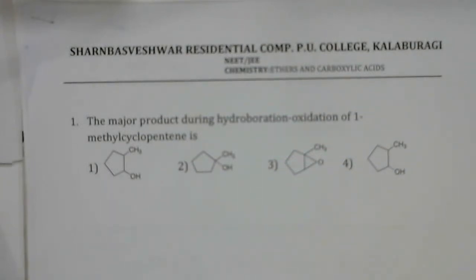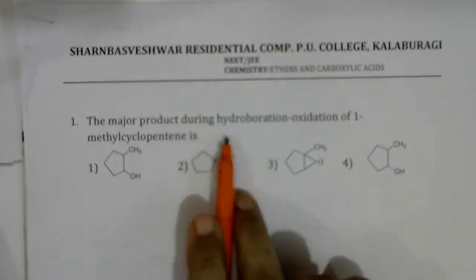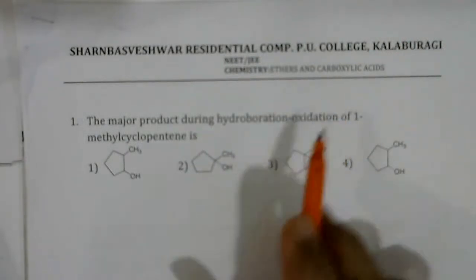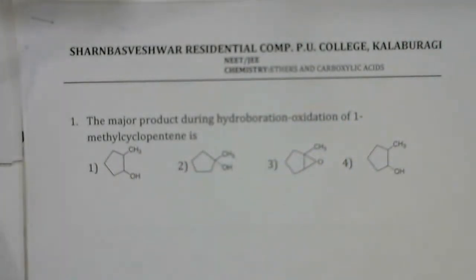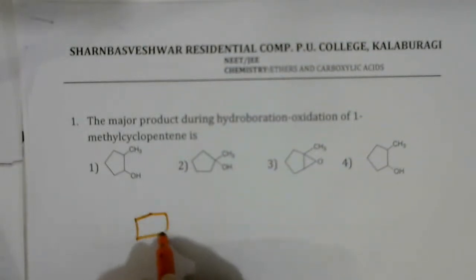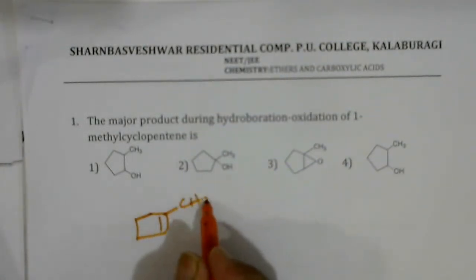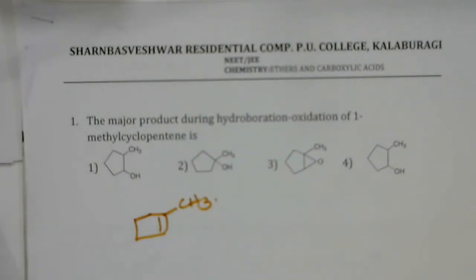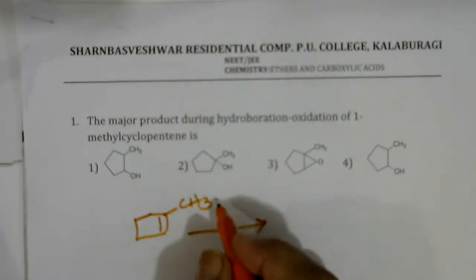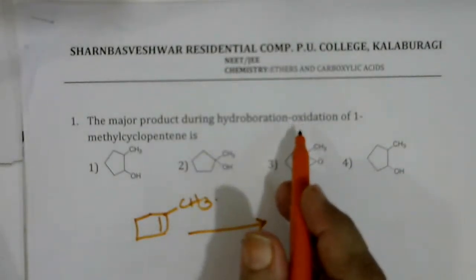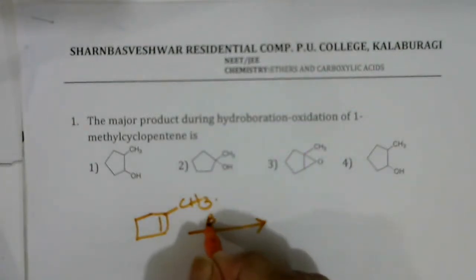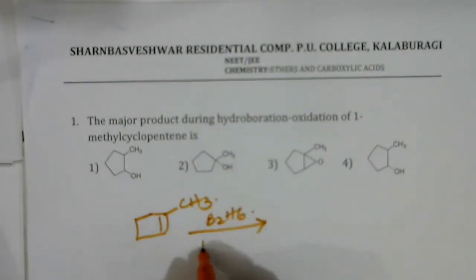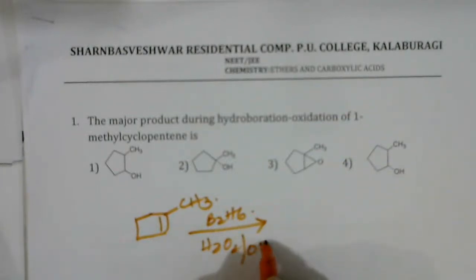Question number 1. The major product during hydroboration oxidation of 1-methyl cyclopentene. What is 1-methyl cyclopentene? This is 1-methyl cyclopentene. When 1-methyl cyclopentene undergoes addition with boron, that is, hydroboration oxidation, it is done by adding B2H6 in the presence of H2O2 and alkaline medium.